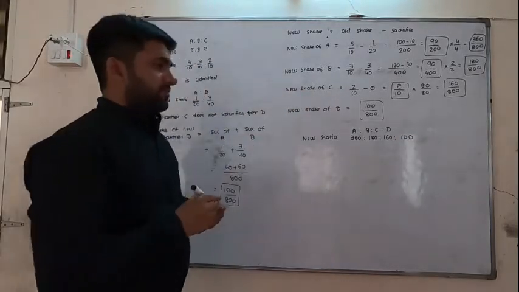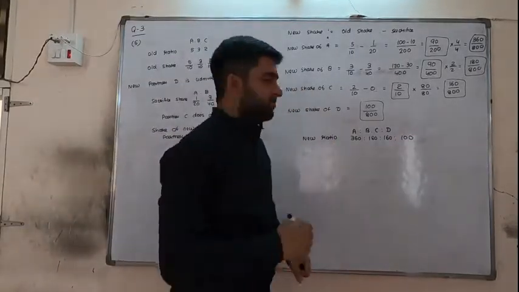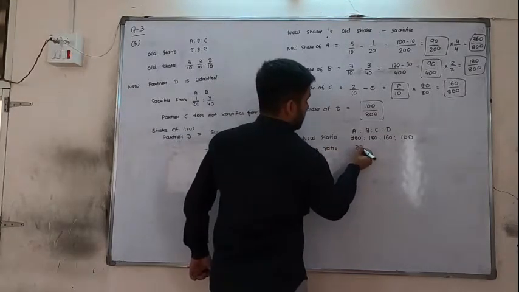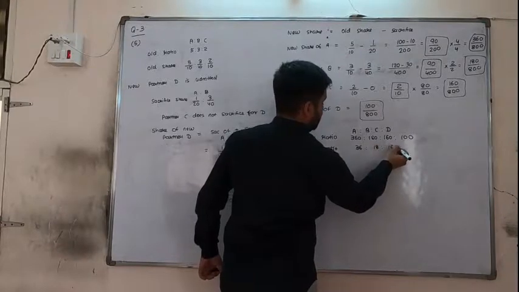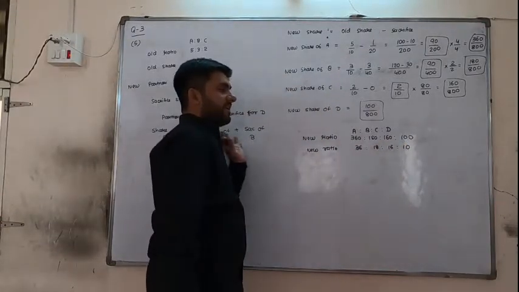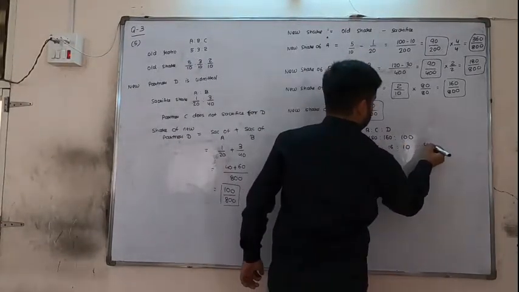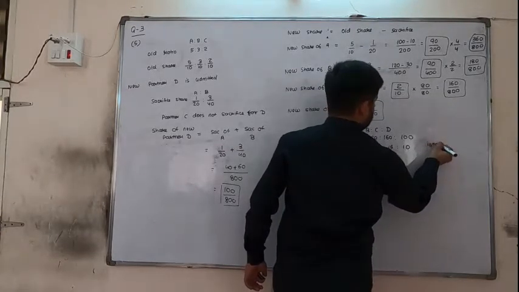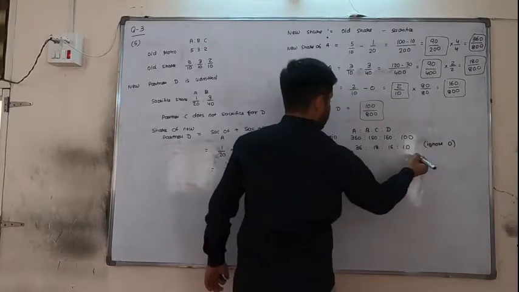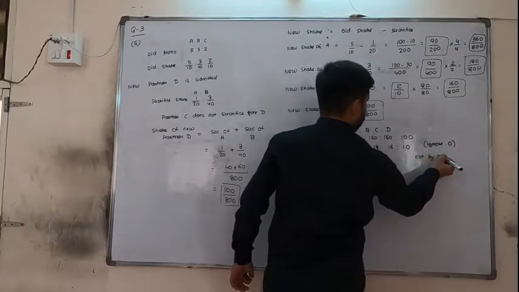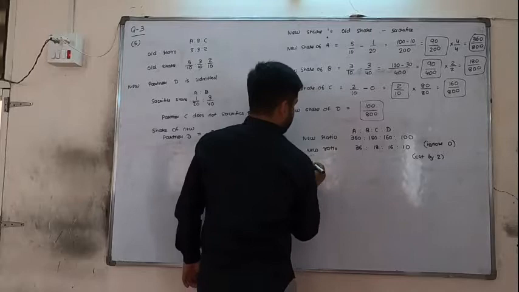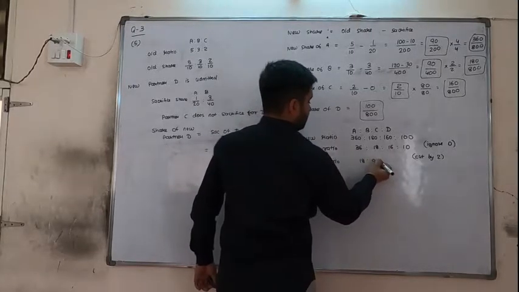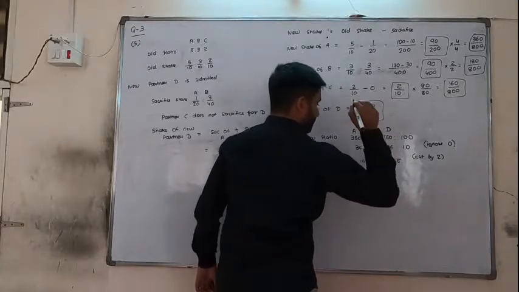Now with what value shall we cut? First I think we should ignore the zeros. So the new ratio, by ignoring the zeros, is 36, 18, 16, 10. Now we should divide it by 2. Here we have ignored 0, and here we will cut by 2. So if we cut by 2, the new ratio will be 18 is to 9 is to 8 is to 5.